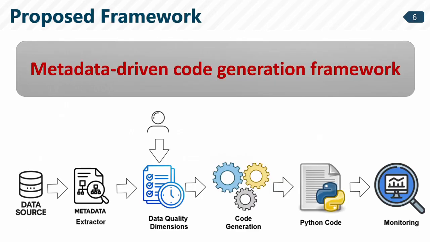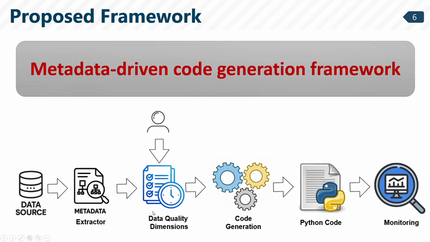Our framework acts like a compiler. You provide metadata, we create tests. We begin by examining the data source. Instead of pulling the dataset, we read the schema through the catalogs or data definition language. The meta extractor extracts information about tables, columns, data types, and constraints.